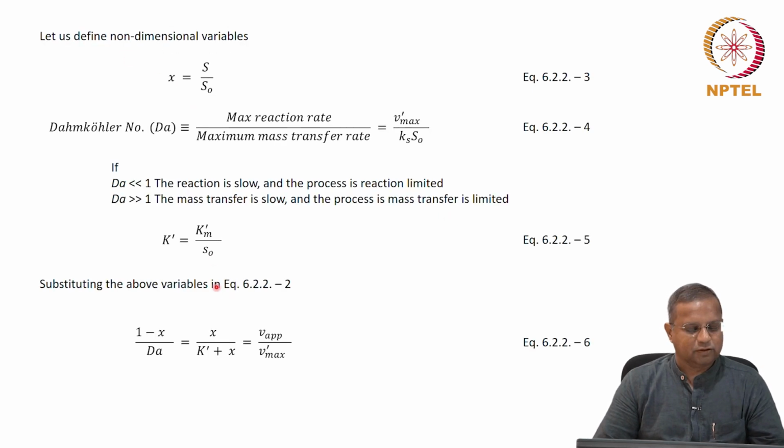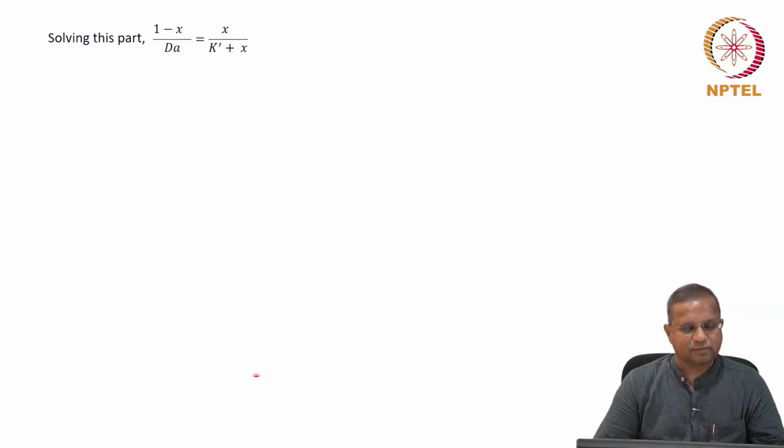So, if you solve these, there are two parts to this equation, or three parts to this equation, this, and then this. We will take this and this first. 1 minus x by the Damkohler number equals x by k dash plus x. If we solve this, we are looking for an expression for x in terms of the other variables. It is quite clear, 1 minus x here, k plus x here, cross multiply, you are going to get an x squared term, okay, and you have x times the Damkohler number. So, it is a classic quadratic equation.